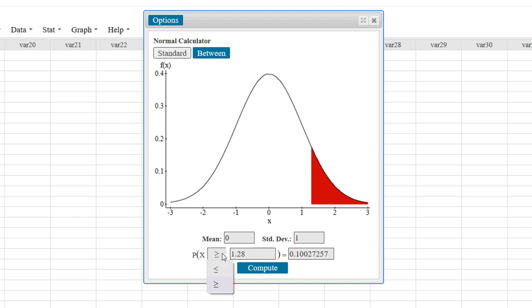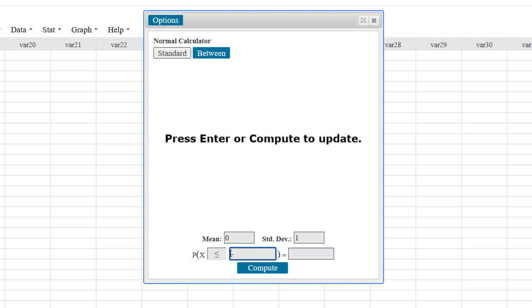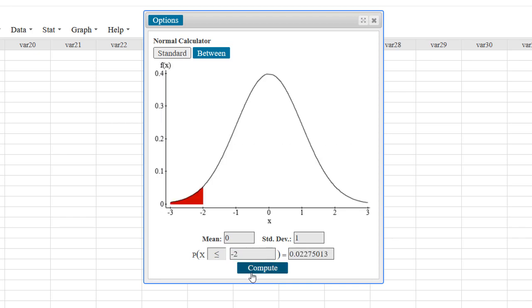Number 10 is an OR problem again. To do the left tail, I change this to a less than or equal to. We type in negative 2. Hit Compute, and we get 0.02275, and then we could simply just take this probability and multiply it by 2 to get the area of the right tail.